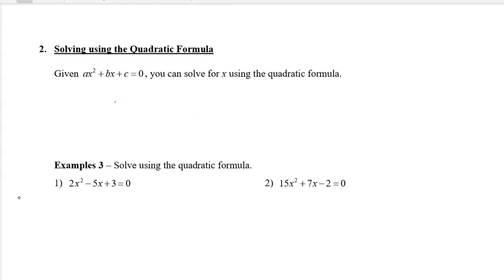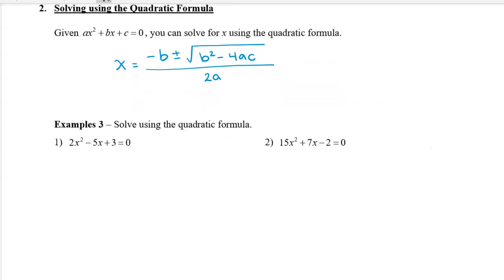So the quadratic formula is x is equal to negative b, so our middle coefficient, plus or minus the square root of b squared minus 4 times a times c, and then all of this is divided by 2 times a. All right, so let's try this.